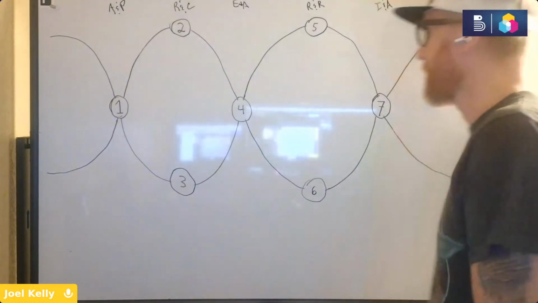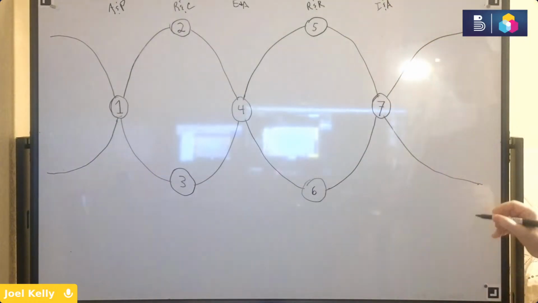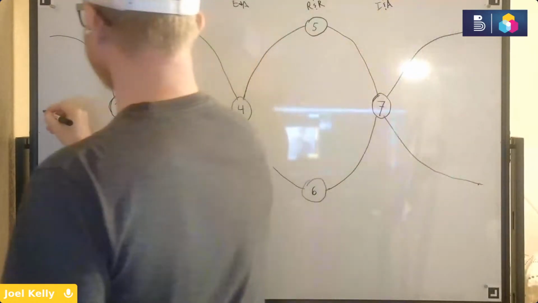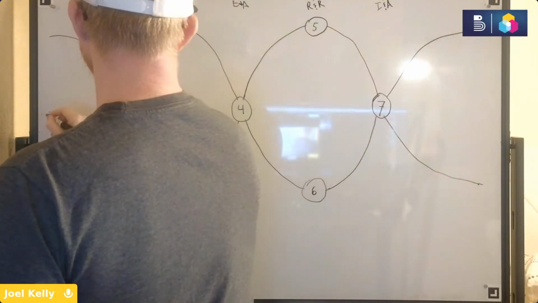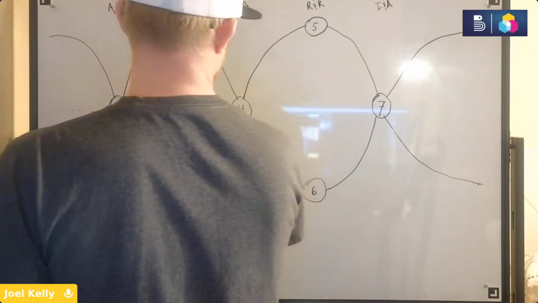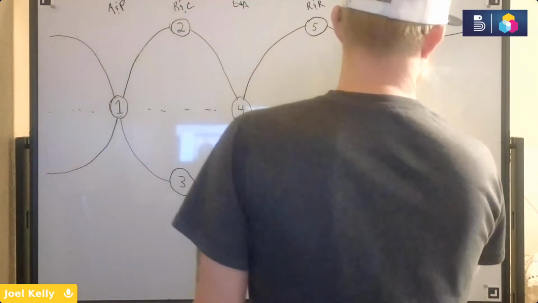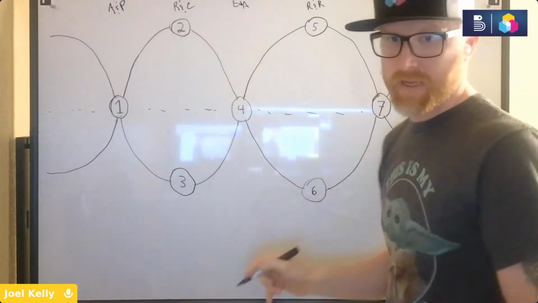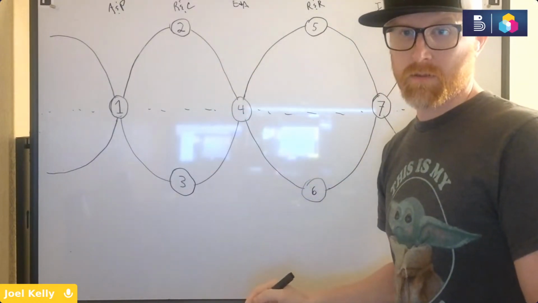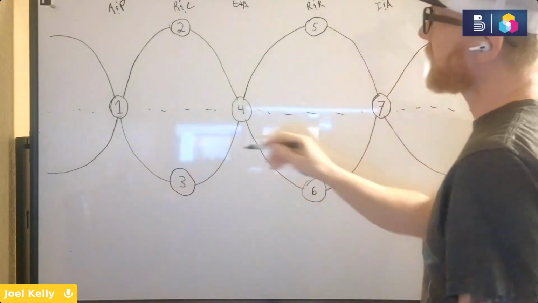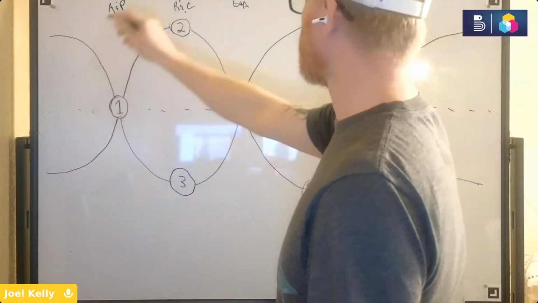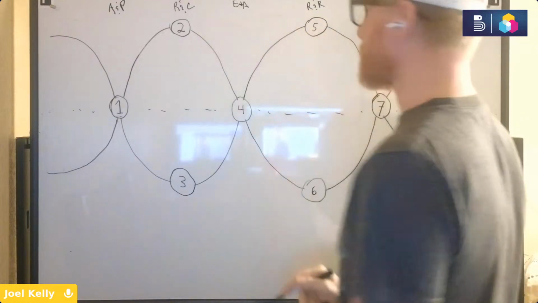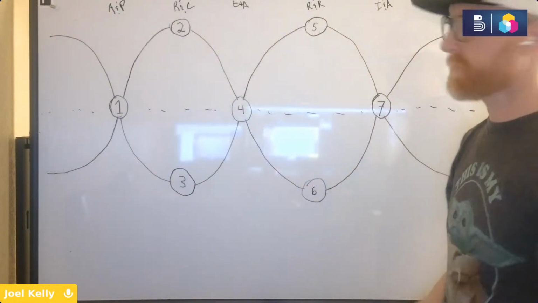All right, so now what we're going to do is we're going to draw a line, just an invisible line, and we're going to add some layers to this. Okay, so we know right here. So why did I draw this line? Because 2 and 5 actually represent something completely different.